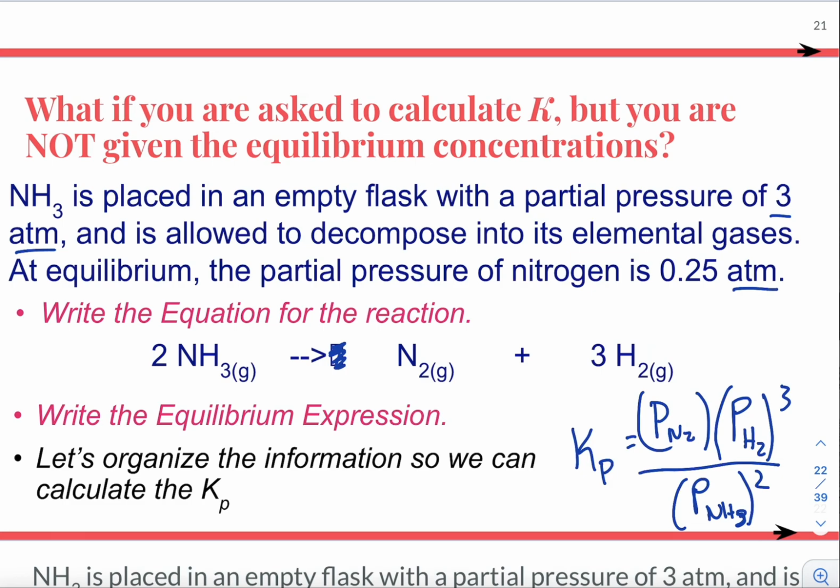The problem is we don't have these numbers. We have one of them. Nitrogen is 0.25. Okay, so that's going to eventually go in here. But we need to use our reaction and our knowledge of stoichiometry to figure out what the other pressures are at equilibrium.